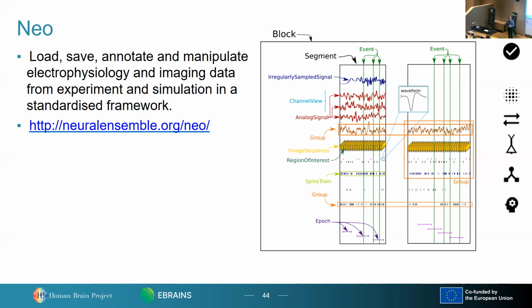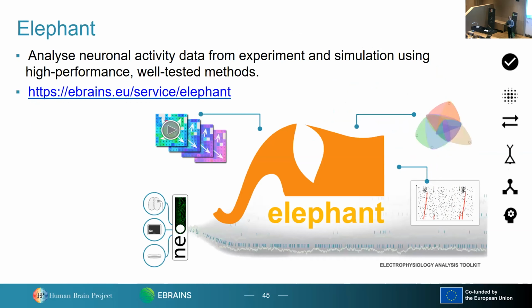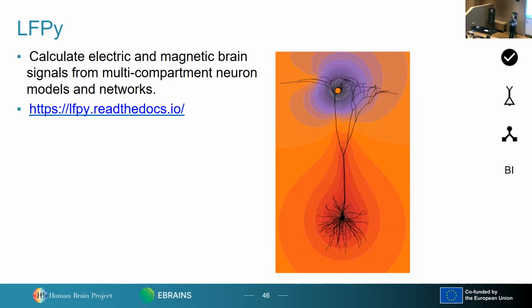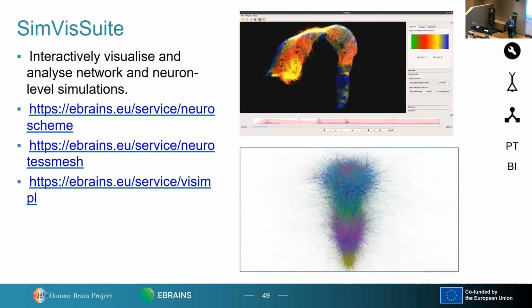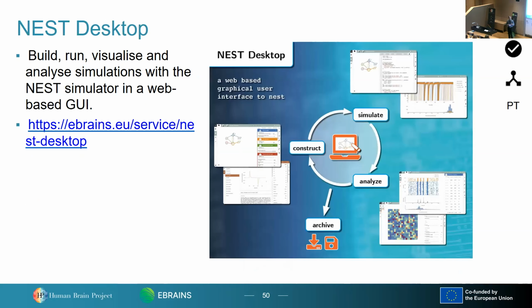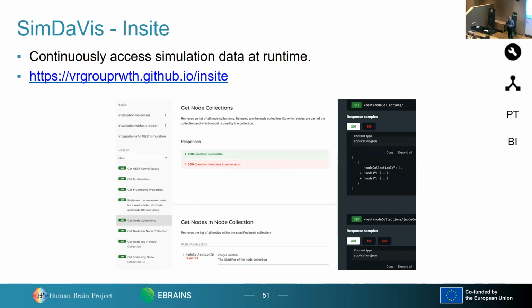Moving on to data analysis, we have a whole suite of tools for data analysis. I think I'm running out of time, so I'll go through rather quickly. LFPy is a tool for calculating local field potentials and potentially EEG from your simulation results. We have tools for visualization at different levels. Again, as I say, don't worry, you can't keep up with this. The slides will be available afterwards.